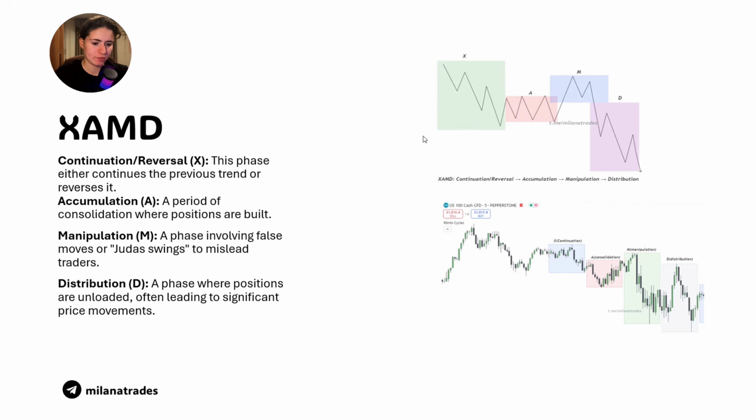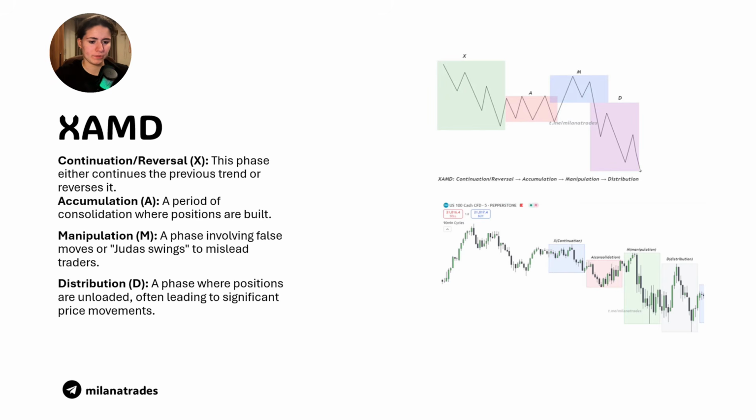This model starts with continuation or reversal. In this phase, the market either continues the previous trend or reverses it. Second quarter is accumulation, a period of consolidation where positions are accumulated. Third quarter, manipulation. This is a stage with false moves. We can notice how the price sweeps liquidity of the last quarter or other liquidity. And fourth quarter, distribution. This is the phase where positions are unloaded, which often triggers significant market moves.